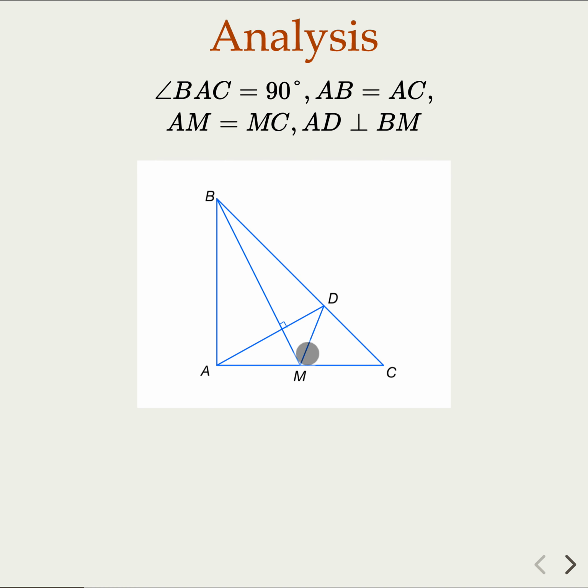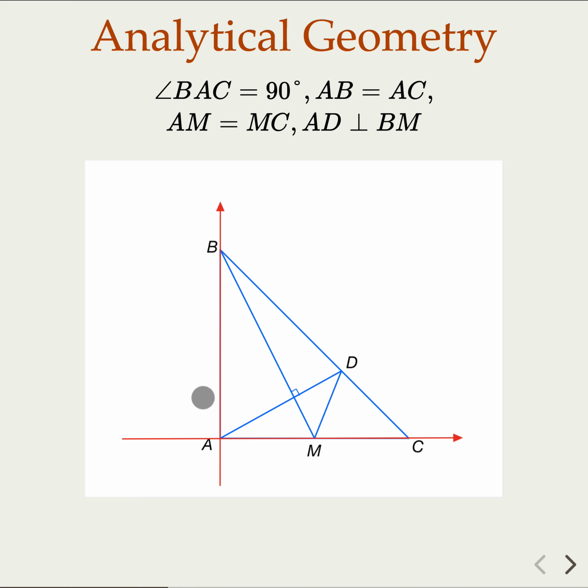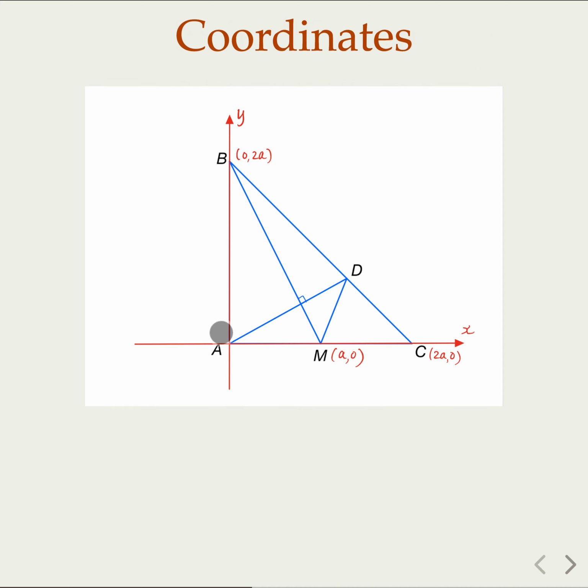So here, the coordinate system is going to be along these sides, with A as the origin of the plane. Let's do that. So A is the origin here, and the x and y axes run along the sides AC and AB. We assume the side length here is 2a. In other words, M's coordinate is (a, 0), C is (2a, 0), and of course B would be (0, 2a).